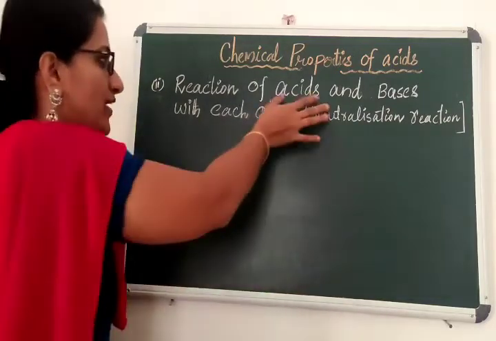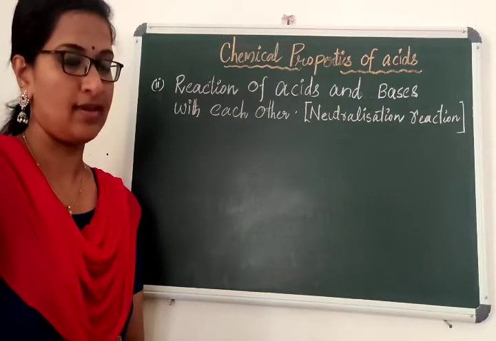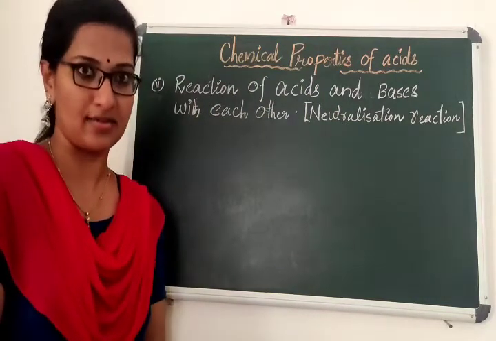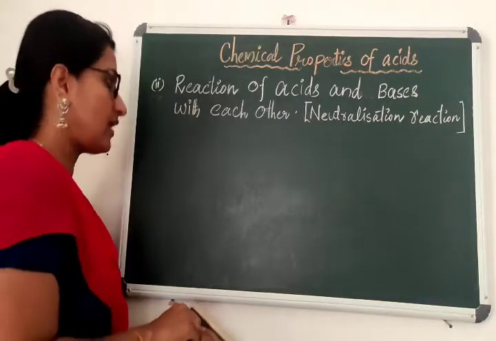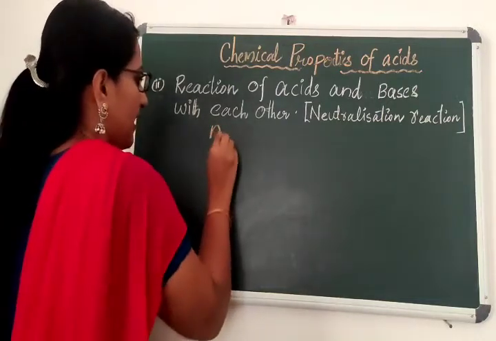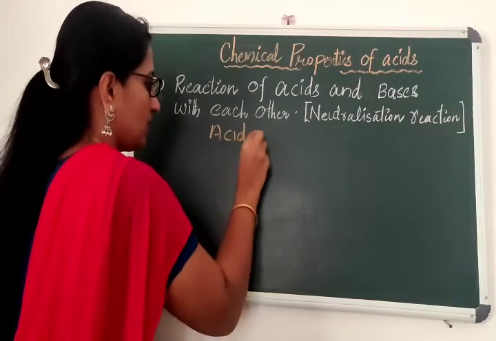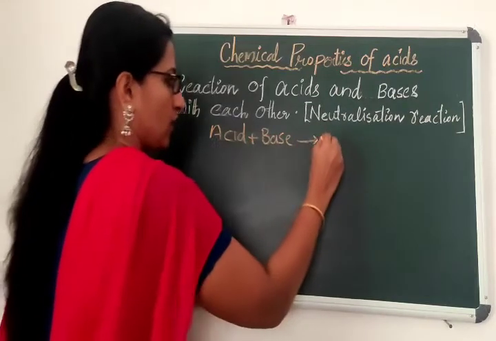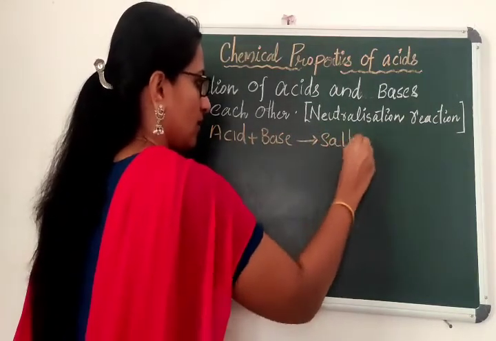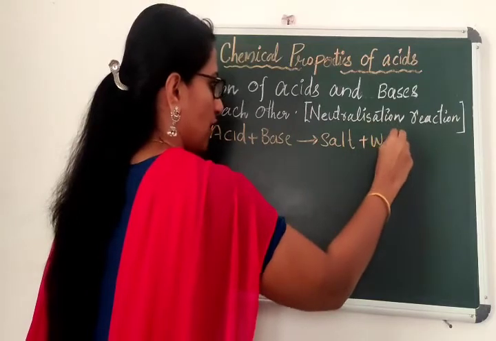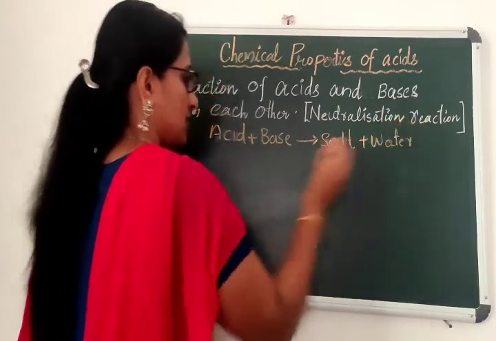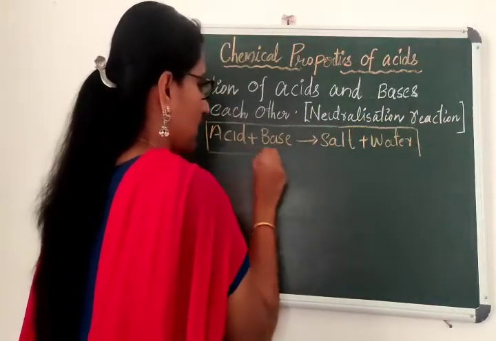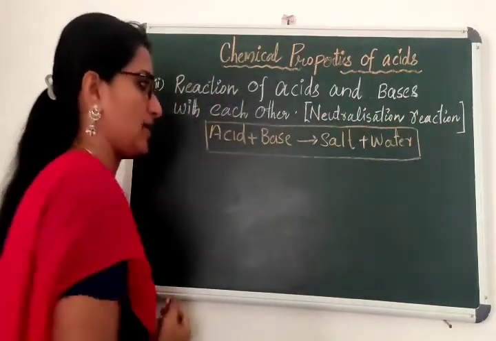So what happens when an acid reacts with a base? Both the effects of acid and base get neutralized. So children, remember this equation. When an acid reacts with a base, it will produce a neutral salt and water. Remember this general equation. If you remember this general equation, you can write any example for a neutralization reaction.